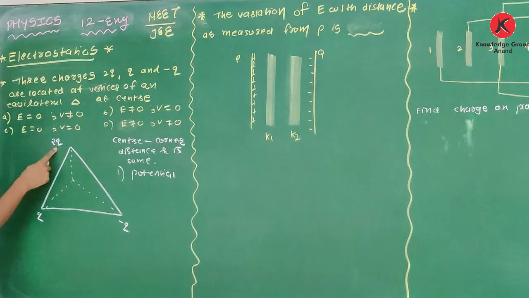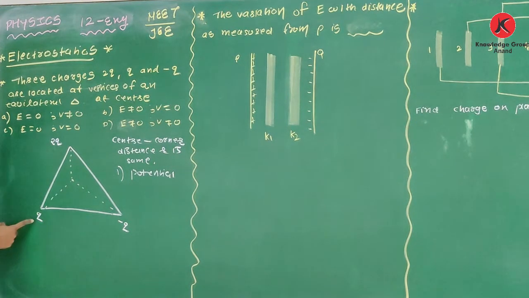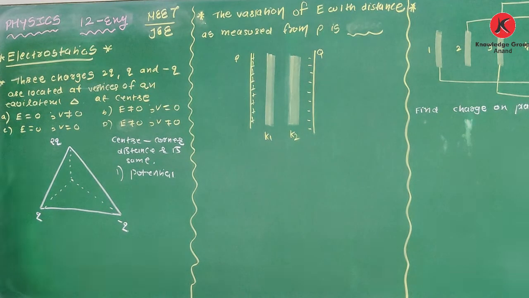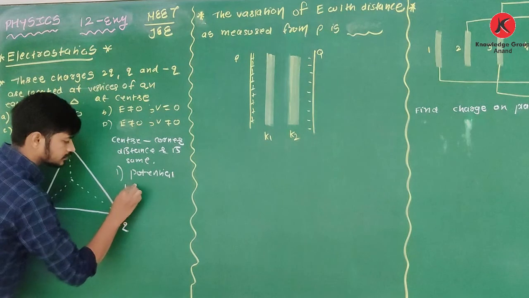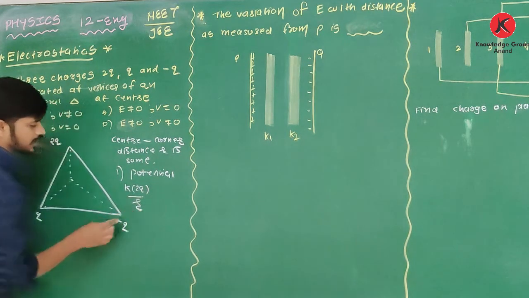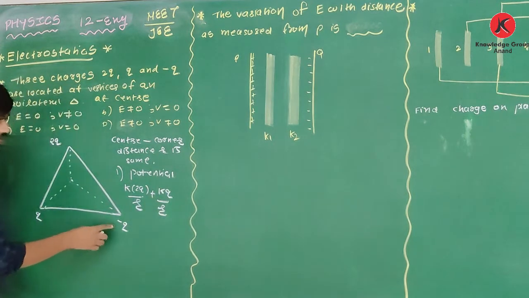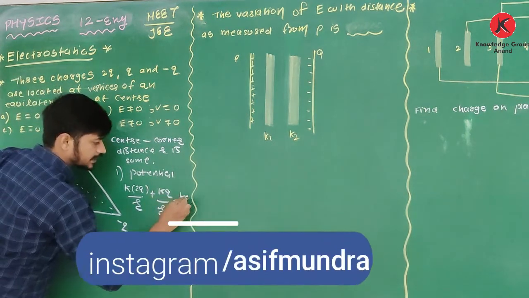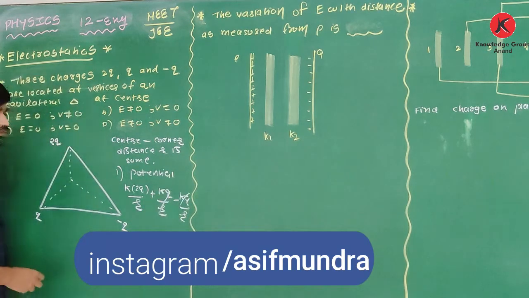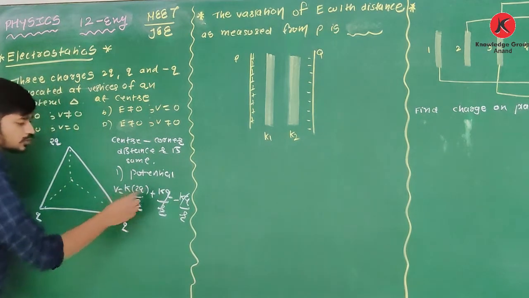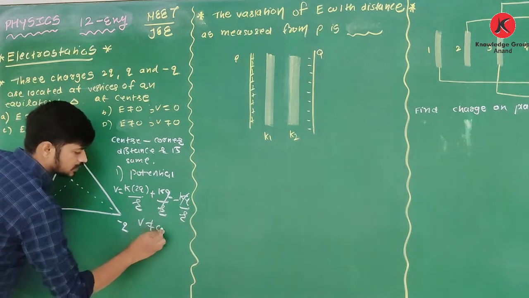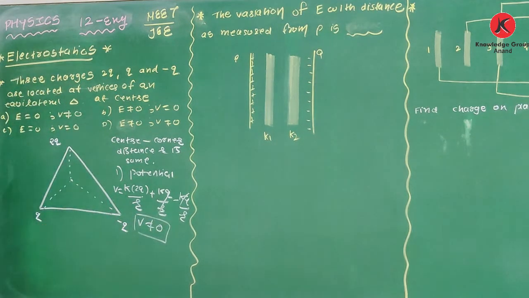Due to this charge, potential will be positive. Due to this charge, potential will again be positive, and due to this charge, potential will be negative. So due to this charge, potential is k2q upon r. Due to this charge, it is kq upon r, and due to this charge, it is minus kq upon r. These two terms cancel out. So V is equal to 2kq upon r, which means V is not 0.